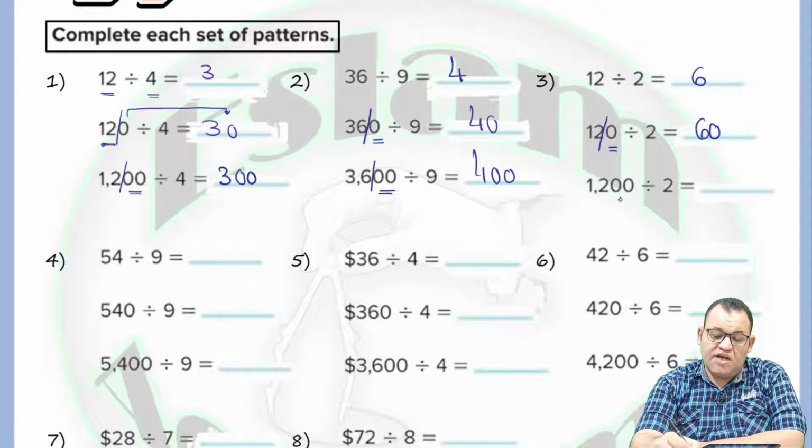Now we have 1200. We can't divide 1 by 2, because 1 is smaller than 2. If the dividend is smaller than the divisor, we can't divide, so I will take 2 digits, which is 12. We know that 12 divided by 2 equals 6. And still we have 2 zeros, so I'll put them in the answer. It will be equal to 600.